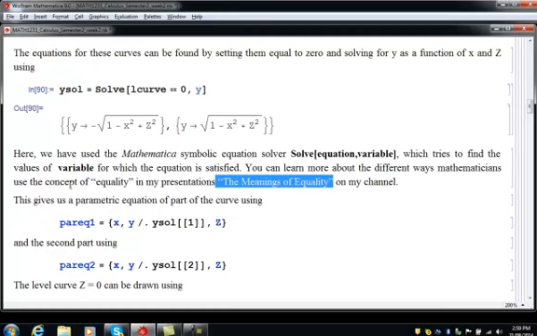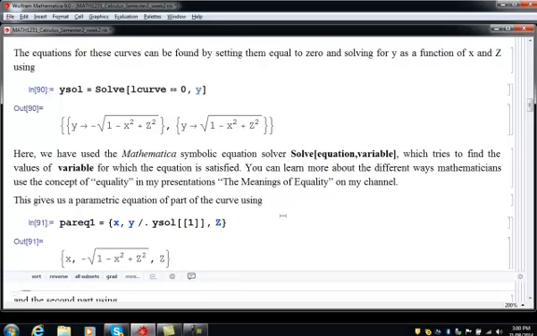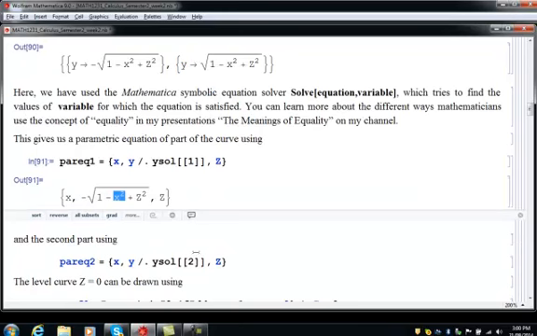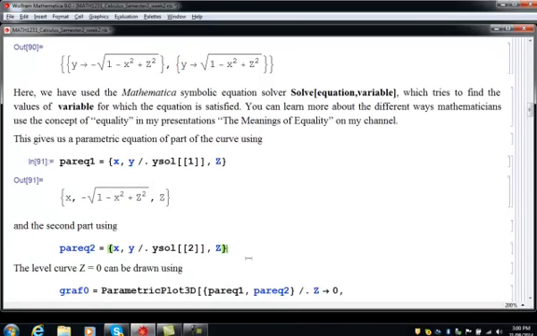So this gives me a parametric equation of part of the curve using this. So this is a vector, and each component is a function of x apart from the value of z, which is a constant. So that's a level curve. And we can do that for the second solution, like so.